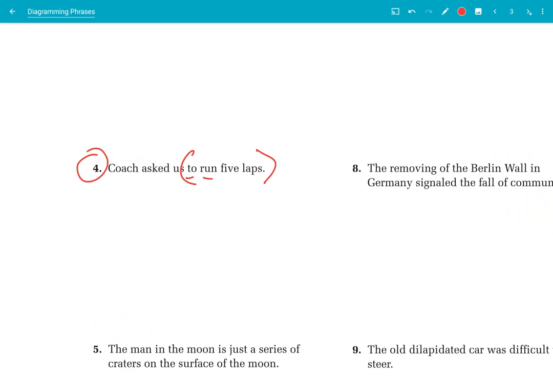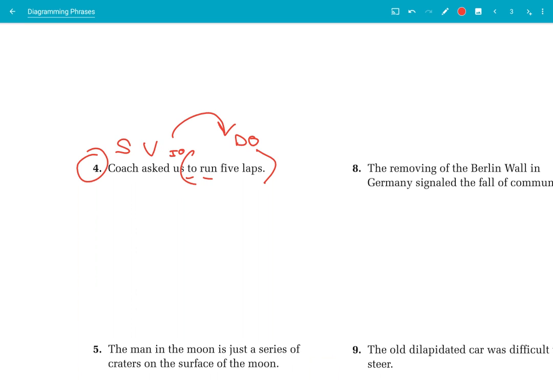Now, my subject is coach, and asked is my verb. Now, this sentence has an action verb, so it might have a direct object. We've got to look at that. Answer this question: Coach asked what? He asked us to run 5 laps. So "to run 5 laps" is actually my direct object, making "us" my indirect object.